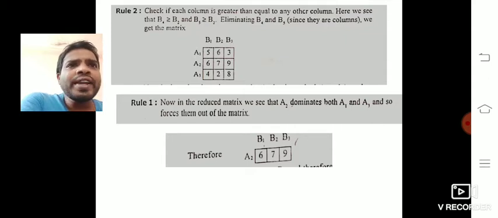Now again apply rule 1 here. A2 row elements dominate A1 and A3. When it comes to rows, the lesser elements you can delete, not the dominating row, the other rows. Here A2 is dominated by A1 and A3, so we can delete the A1 and A3 rows. We are left with only one row, that is A2, and column-wise B1, B2, B3.